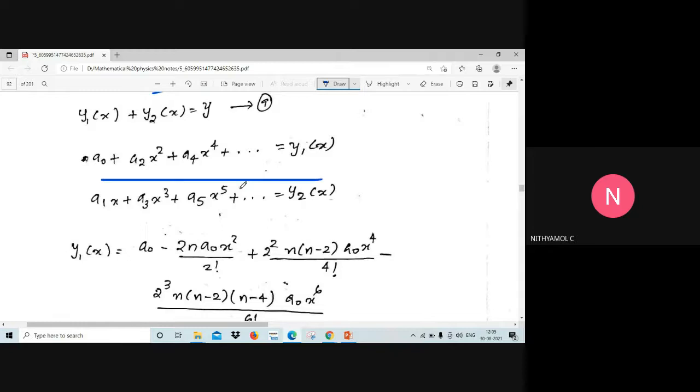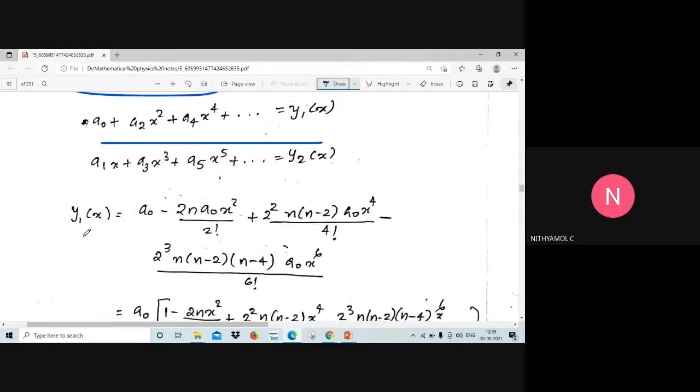So this is the equation: y of x equals y1 of x plus y2 of x, because our solution is in this form. Here y1 is a0 plus a2 x squared plus a4 x raised to 4, etc., and y2 is a1 x plus a3 x cube plus etc.